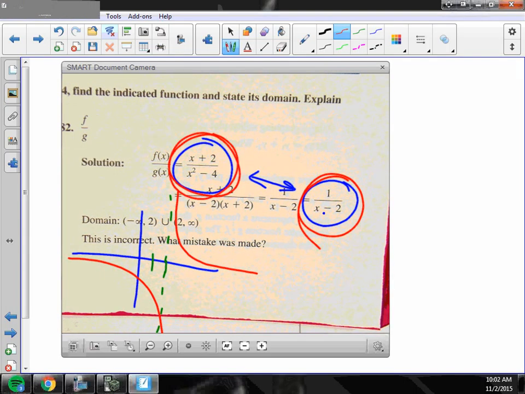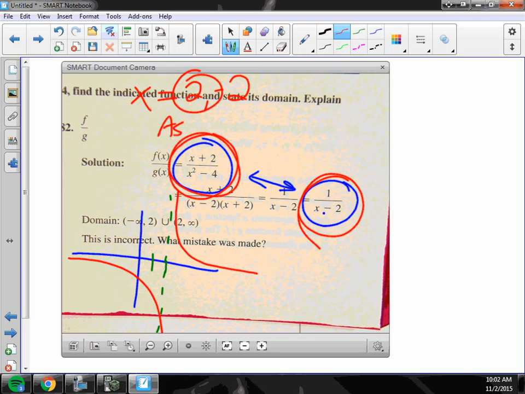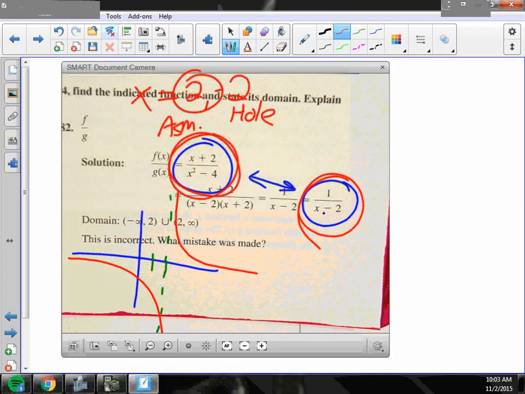Do you remember what happens when you cancel factors? Well, we know that x is not allowed to be 2 and negative 2, and 2 is an asymptote, but negative 2 is a hole. So those two graphs are identical, except in the second one the hole has been plugged. That's what happens when you cancel factors. So over here at negative 2, there should be a hole.